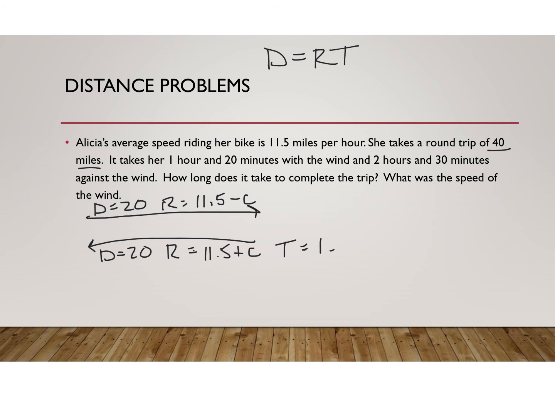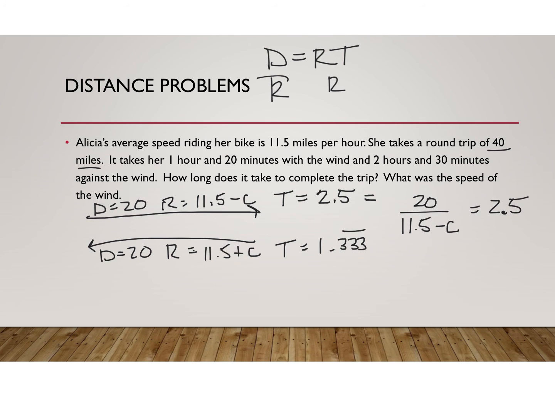which would be 1 1/3 hours, or 1.33 hours. And then 2 hours and 30 minutes against the wind, this time would be 2.5. The time should equal, again, distance divided by rate. So in this first situation, I've got 20 divided by 11.5 minus c, and that needs to equal 2.5.